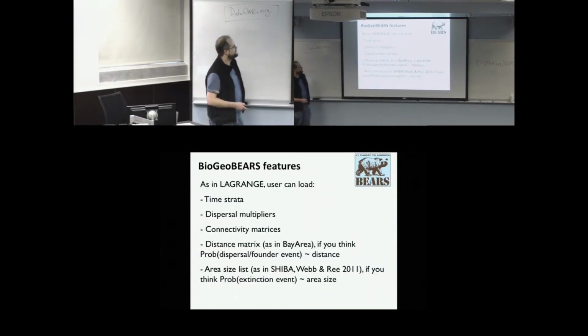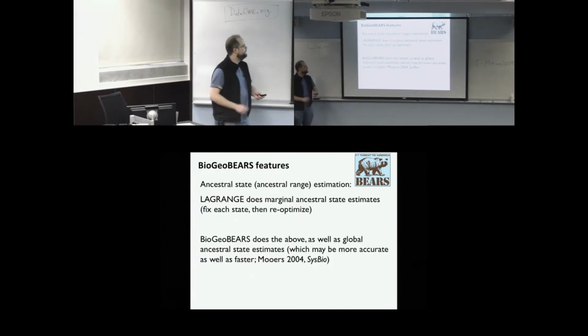All right, so let's talk about some of the results of this. There's a lot of other features, and you can put distance matrices in and make dispersal probability dependent on the distance between regions in this biogeography analysis. You can put in the size of areas. You can do time stratification. You can put in fossils. There's a lot of other features I added.